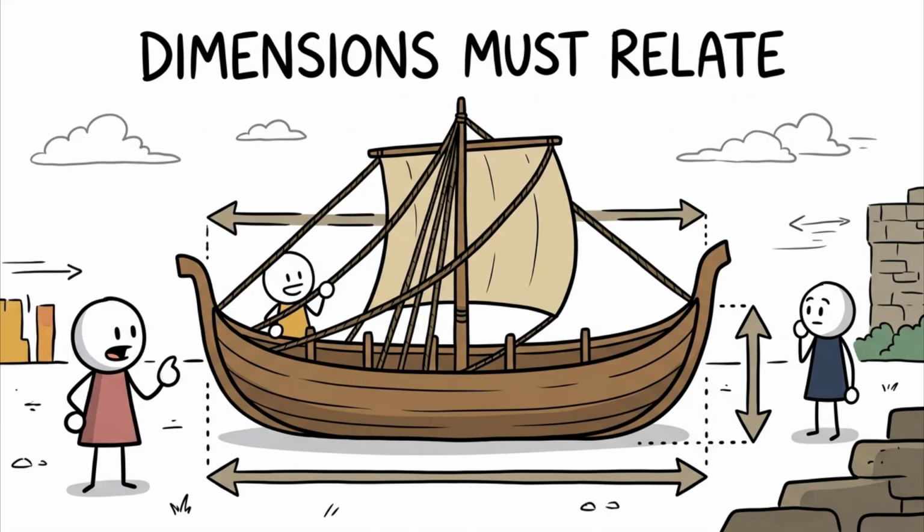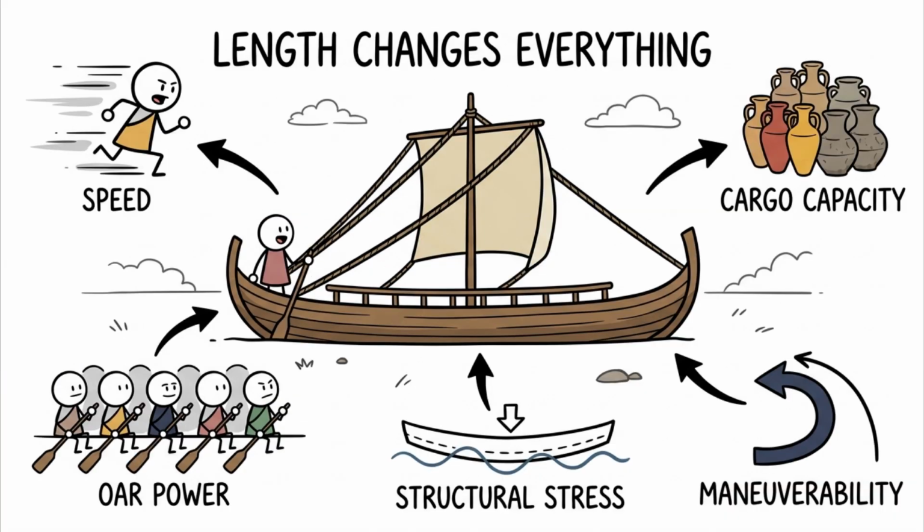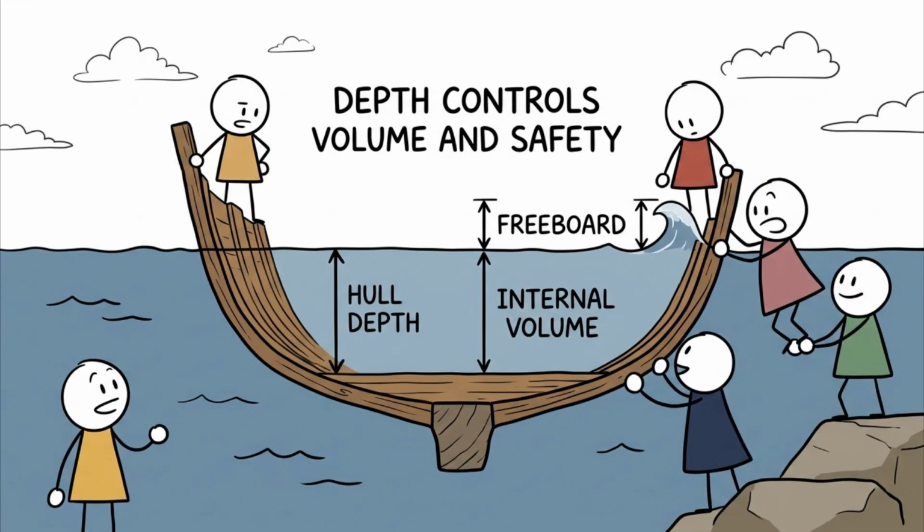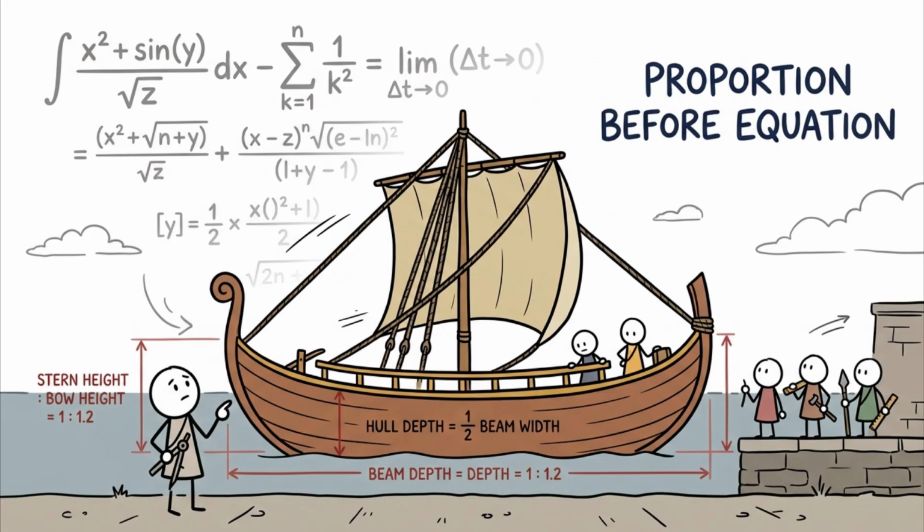It needs dimensions related to one another. Length influences speed, capacity, turning, structural stress, and the number of rowers. Width influences stability, cargo space, drag, and how much sail the hull tolerates. Depth affects freeboard, internal volume, and the danger of taking water aboard. These relationships can be managed through proportions before they are expressed as equations.